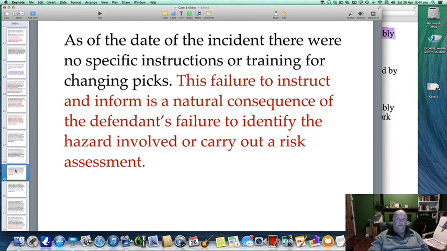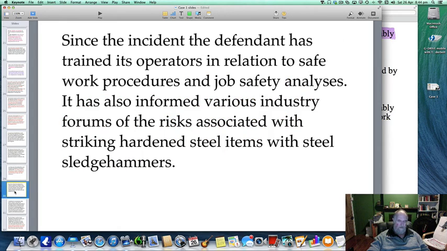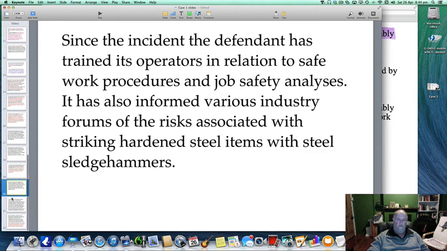As of the date of the incident, there were no specific instructions or training for changing picks. This failure to instruct and inform is a natural consequence of the defendant's failure to identify the hazard involved or carry out a risk assessment, and didn't do anything. Since the incident, the defendant has trained its operators in relation to safe work procedures and job safety analysis. It has also informed various industry forums of the risks associated with striking hardened steel items with steel sledgehammers.